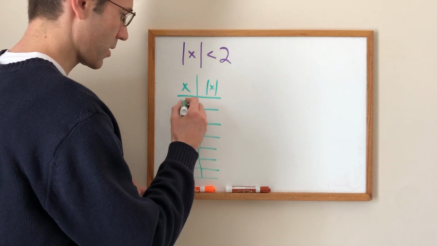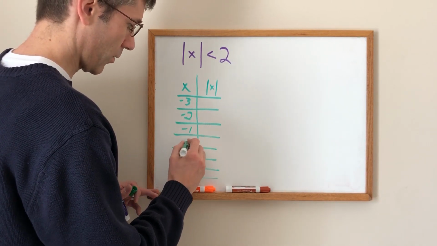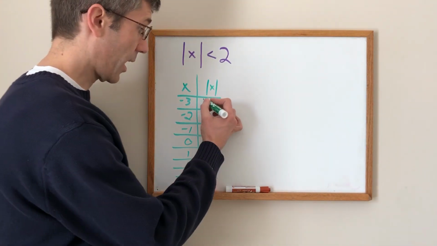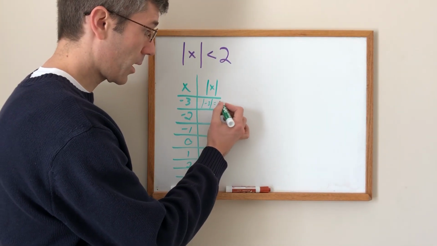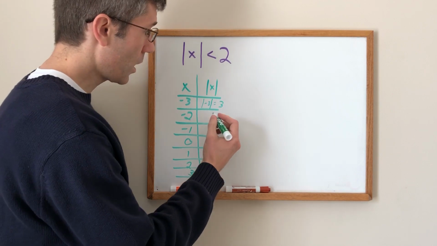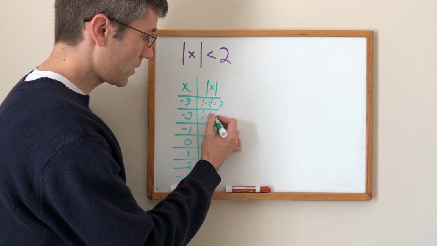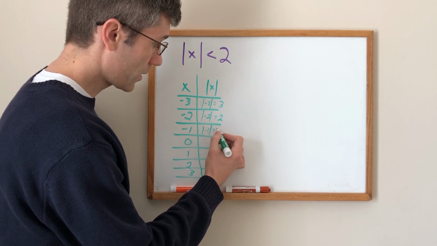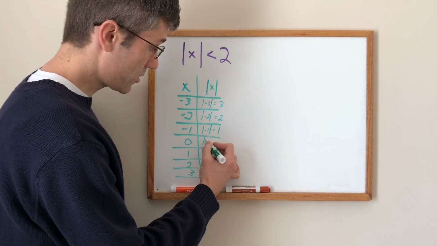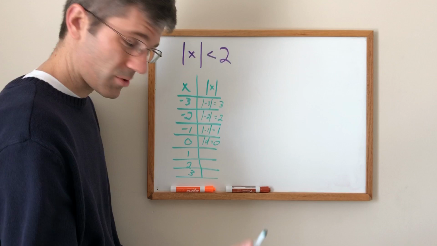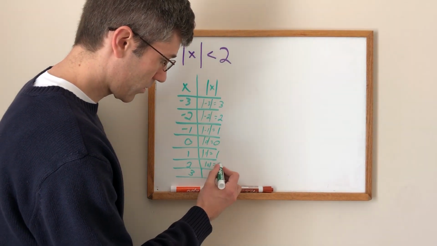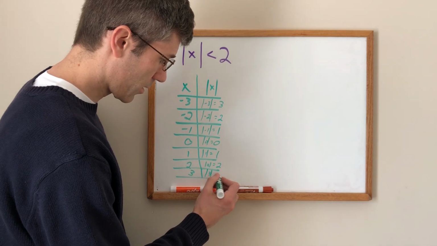There we go. So I'm going to start with negative 3, negative 2, negative 1, 0, 1, 2, and 3. And so then when I take the absolute value of negative 3, I get 3. When I take the absolute value of negative 2, I get 2. Absolute value of negative 1 is 1. The absolute value of 0 is 0. And this is pretty straightforward, right? The absolute value of 1 is 1. Absolute value of 2 is 2. Absolute value of 3 is 3.